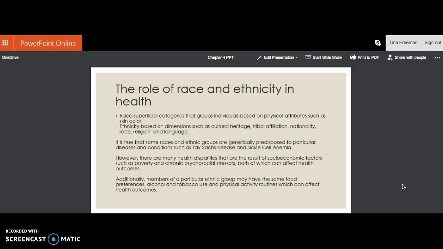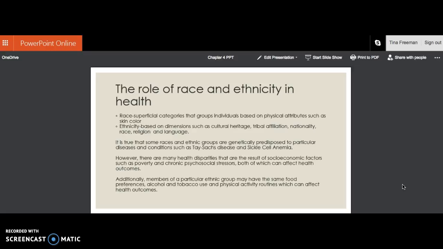So the role of race and ethnicity in health. There are going to be certain physical attributes such as skin color, hair type, any of those superficial things that define race. Race is not necessarily, I don't want to say it's not a biological thing, but it really is superficial, just coming down to differences of skin color. I mean, you could go as far as eye color if you want to go back in recent history and talk about races. Ethnicity is based on dimensions such as cultural heritage, tribal affiliation, nationality, race, religion, and language.